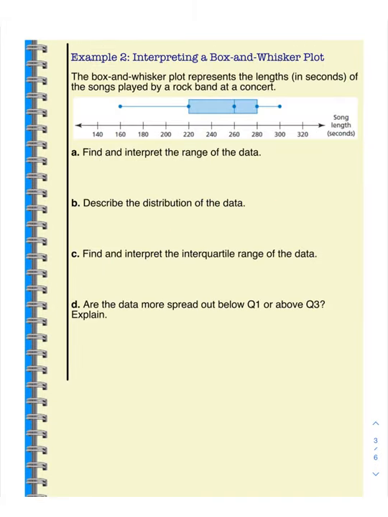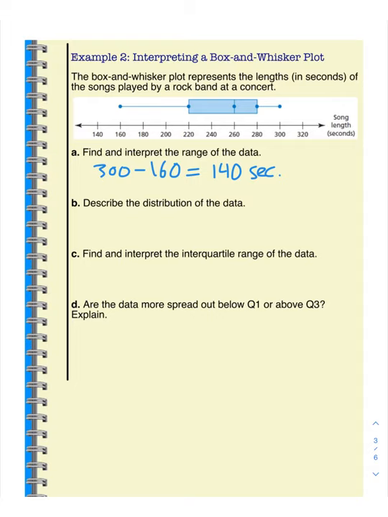This box and whisker plot represents the lengths of songs played by a rock band at a concert. Part A says find and interpret the range of data. We learned in 11.1 that the range is the highest number minus the lowest number. So to find our range, we're going to use our highest number minus our lowest number, and we get a range of 140 seconds.